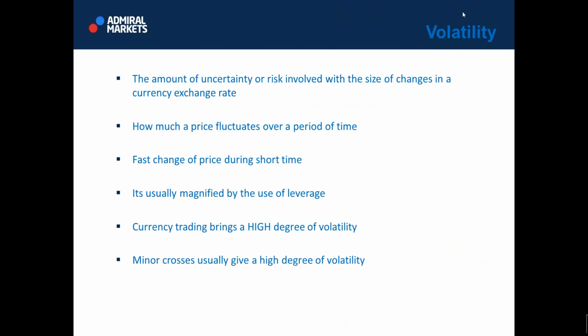So what is volatility? The amount of uncertainty or risk involved with the size of changes in a currency exchange rate. I will give you the best definition. It's how much a price fluctuates over a period of time. That is volatility. If volatility is high, we can say that it's a fast change of price during a short time. So the price is going sideways and then suddenly it bursts out to the upside or to the downside, or it may make whipsaws. Don't be confused, guys. This is also high volatility.